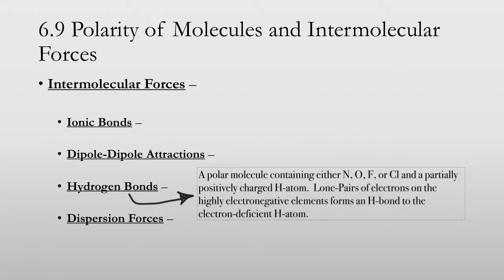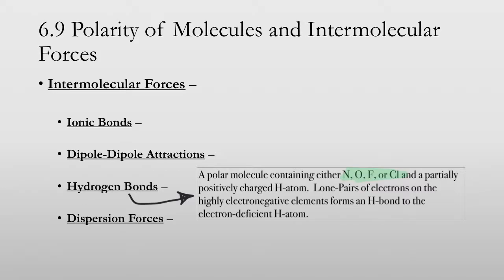The second type of intermolecular force is a hydrogen bond. And a hydrogen bond exists in molecules that contain either nitrogen, oxygen, fluorine, or chlorine, and they also have a partially positively charged hydrogen atom, meaning that hydrogen atom is bonded to one of these atoms here.